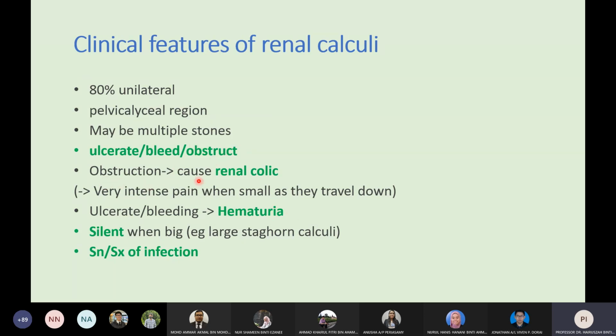Of course, when it's obstructed, that's when it causes very intense pain. That's when they travel down the ureter. As long as they're in the kidney, no pain. Not to say they're safe, but they don't experience the pain. Once it's broken down, that's when you have this. When they don't break down, they are silent, with no symptoms. But of course, other clinical features include symptoms of infection when it's complicated.